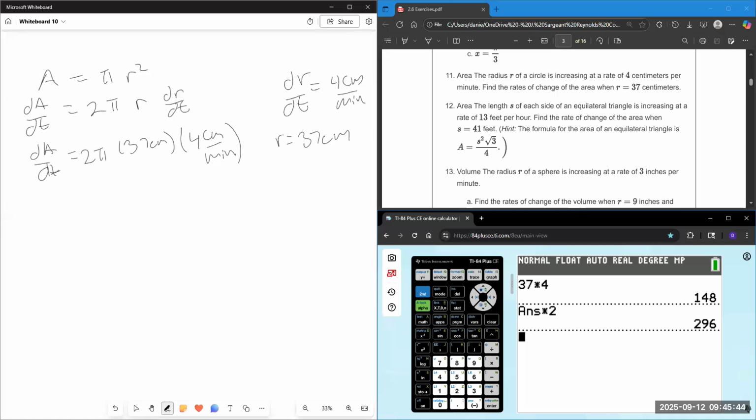So dA/dt is equal to 296π. Centimeters times centimeters is centimeters squared, per unit of time, which here is minutes, and that's dA/dt.